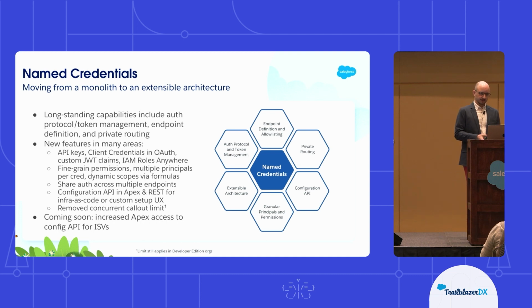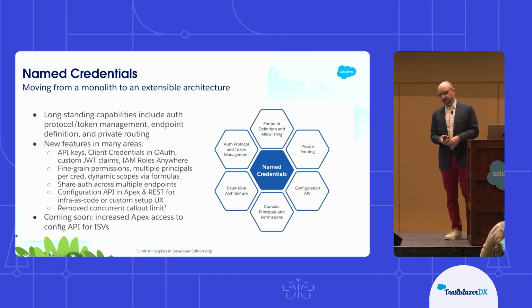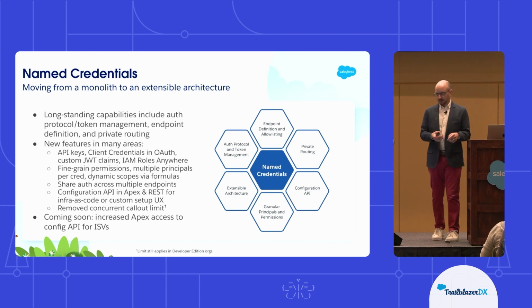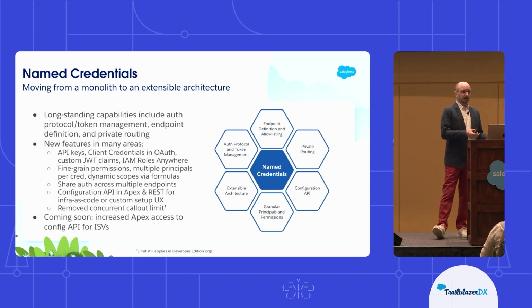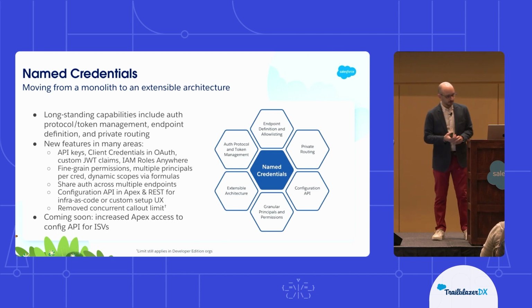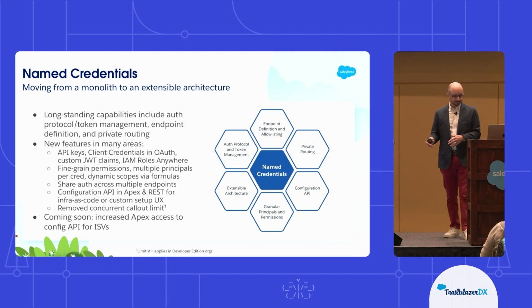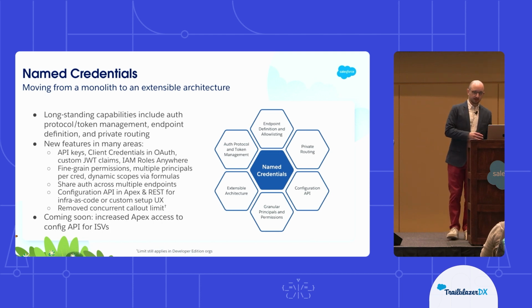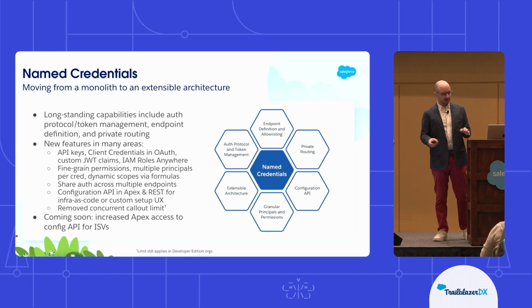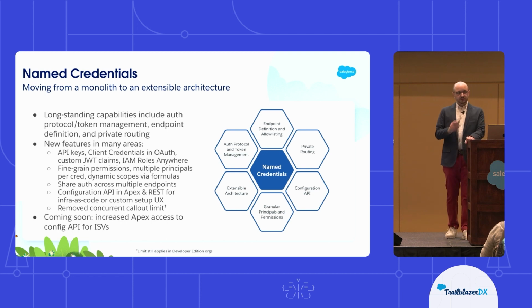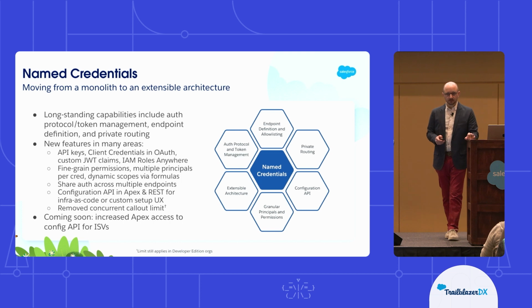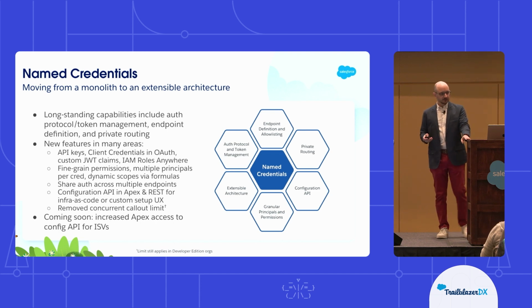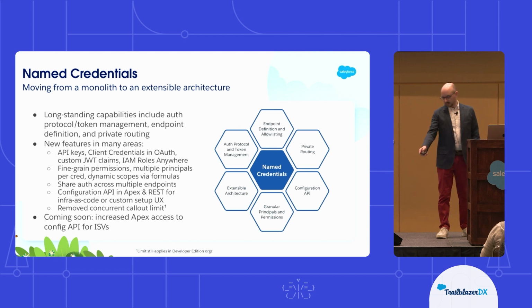Things like API keys, needing to use the client credentials variant of OAuth, custom claims and JWTs, getting better fine-grained permissions. A lot of these things that we've added, and improving the metadata packaging story. So those are reasons to take a look at the new iteration of named credentials if you have not had a chance to do so and you're still relying on what you've had maybe for some years. I'll talk about some of the more specific things we've added recently.